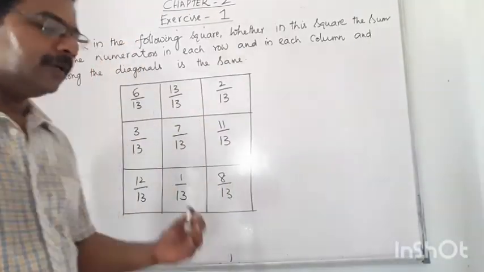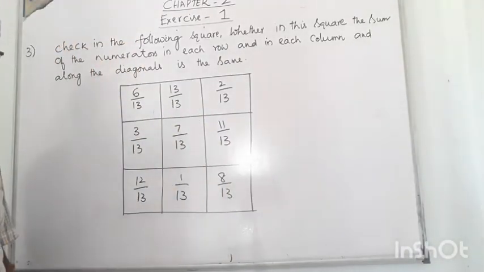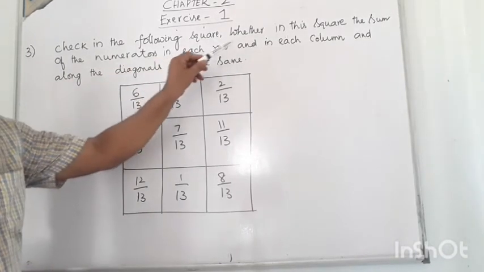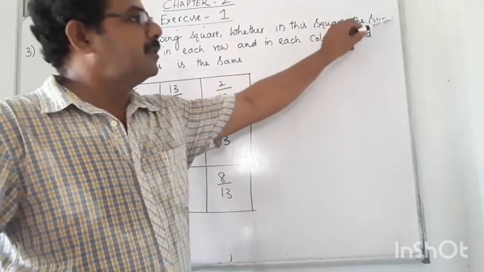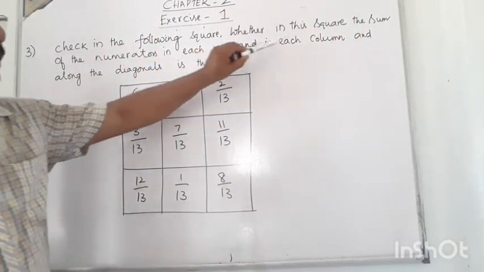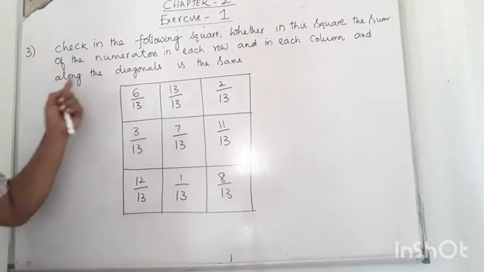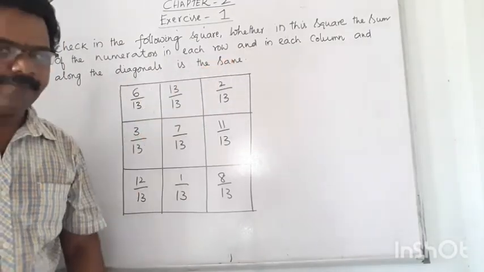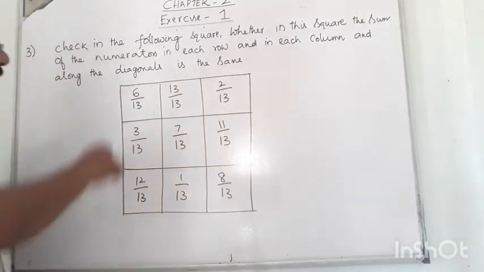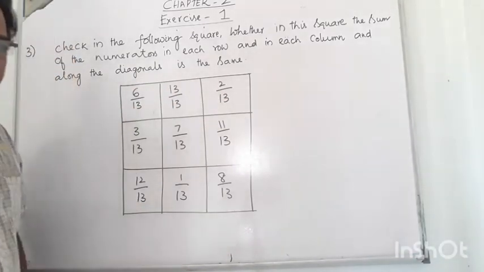See children, coming to the next sum, third Roman sum. What they have given: check in the following square whether in this square the sum of the numerators in each row and in each column and along the diagonals is the same. This is the box they have given. It is in the form of a square.